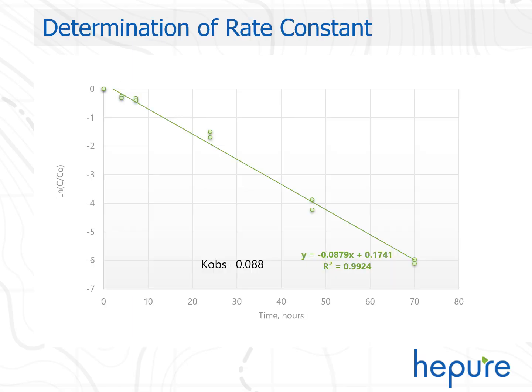By charting the change in concentration versus time using data from batch or column tests, we can do a simple linear regression fit, and the slope is the rate constant. In this case, K observed is 0.088. This is the observed rate constant for the concentration of contaminant, the amount of iron, and the time exposed.